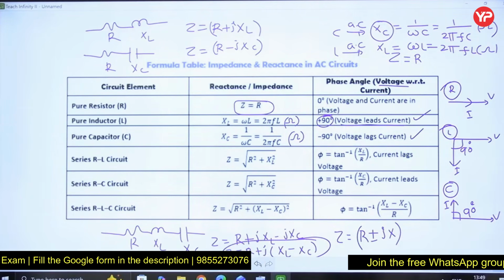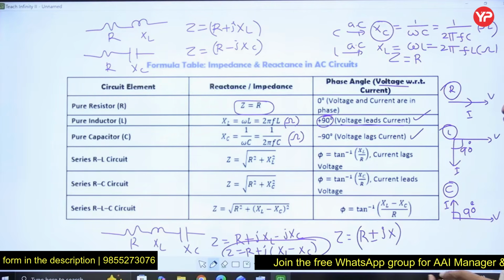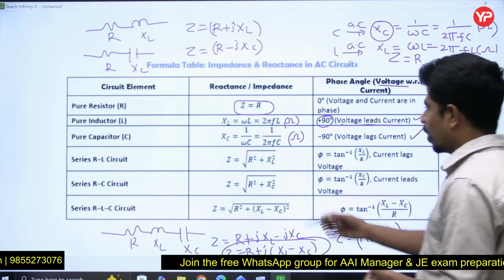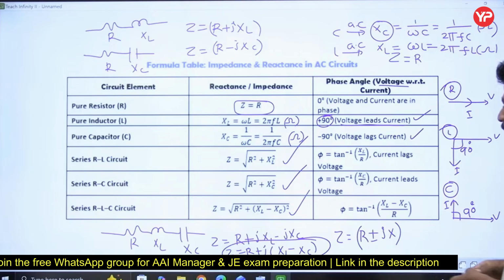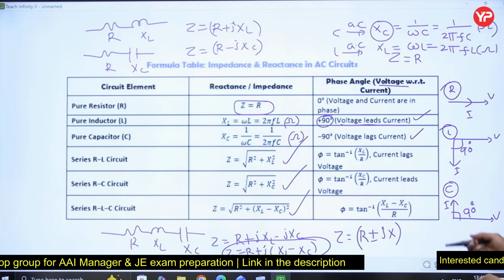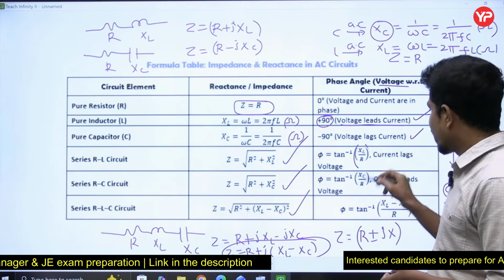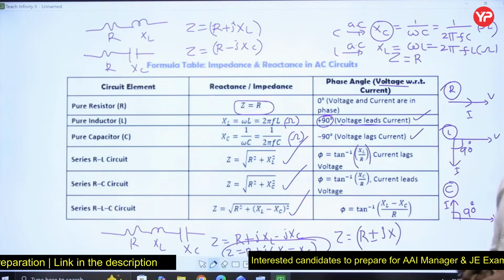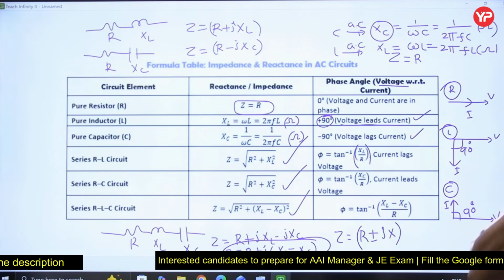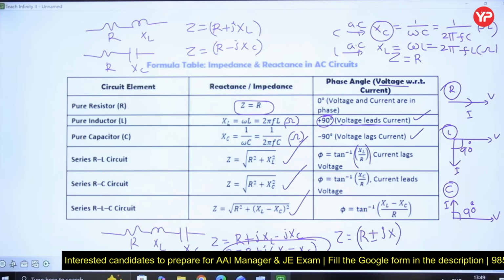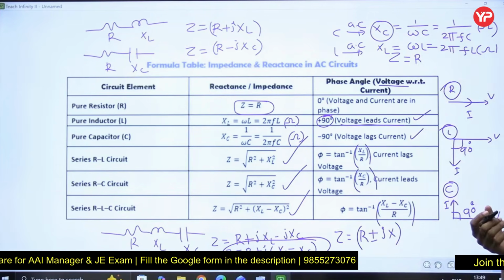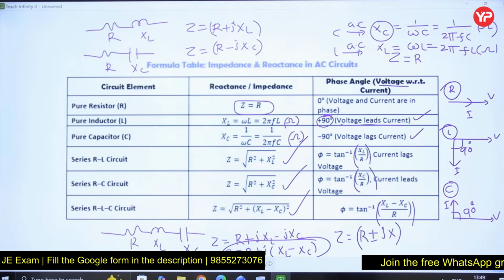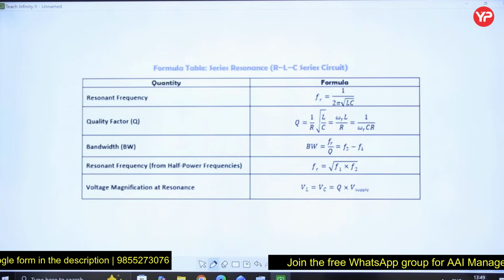Now as it is a complex number, you get the magnitude mod Z is equal to root of R square plus XL minus XC whole square. Now here the phase angle phi is equal to tan inverse of imaginary by real for any complex number. That way here it is XL minus XC by R. For series RLC, this is a very important table to understand.